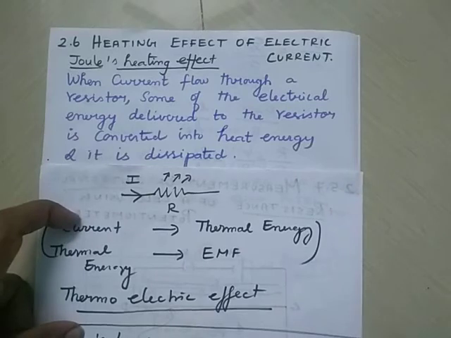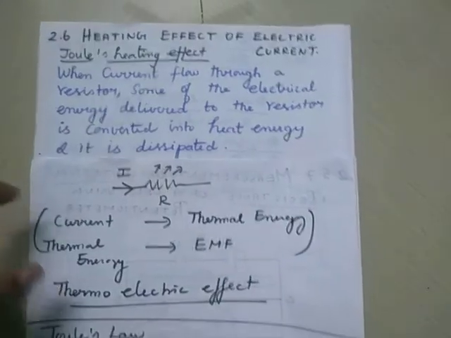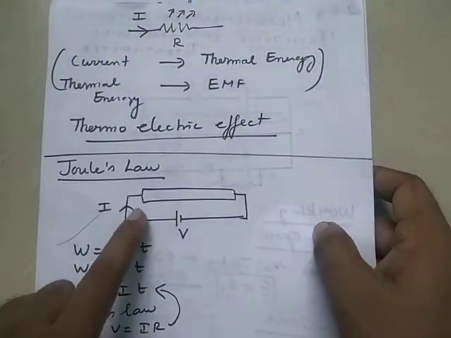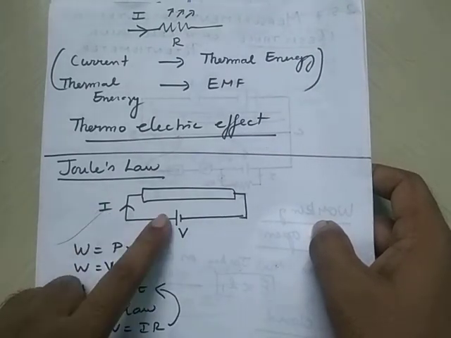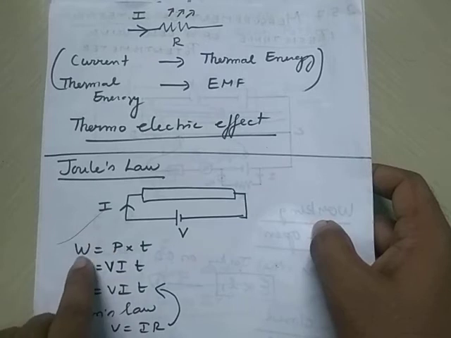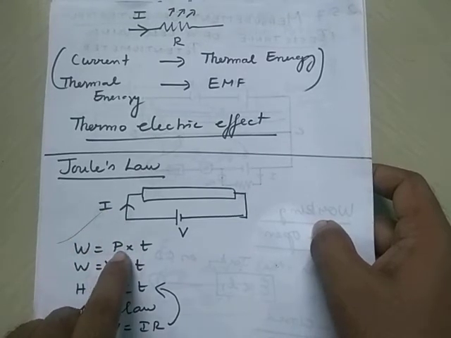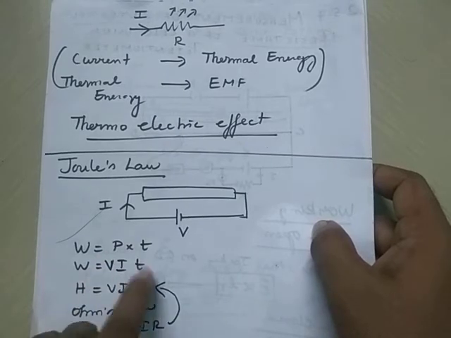Then we see Joule's law. Here I consider a conductor maintained at a potential difference V. I is the current flowing through the conductor. Then the work done is spent. The work done can be written as power into time, so work done is equal to VIt.